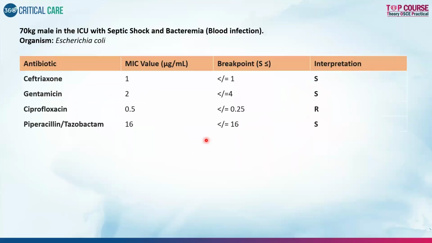Okay. So now we have a 70 kg male patient in the ICU with septic shock and bacteremia. The organism isolated was E. coli. Okay. So this is the AST report. So what would you do?